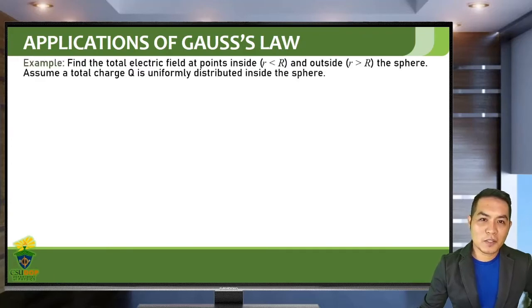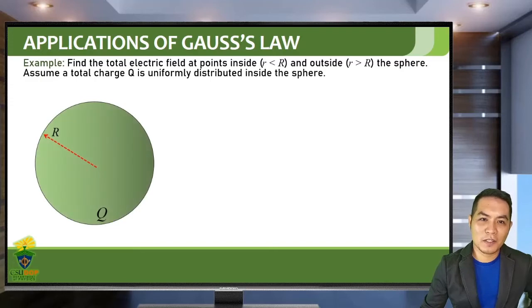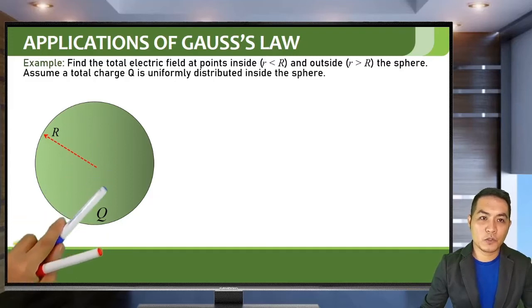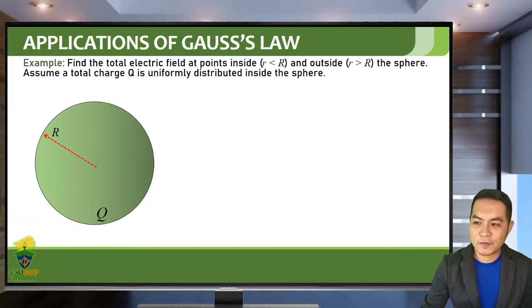Okay, we didn't solve this problem in the previous lesson, the lesson on Coulomb's law. But now we're going to solve it using Gauss law, and you will realize that it's very easy to solve for the electric field inside and outside a sphere of charge. Here we have a uniform charge distribution, so Q is uniformly distributed throughout the volume of the sphere.